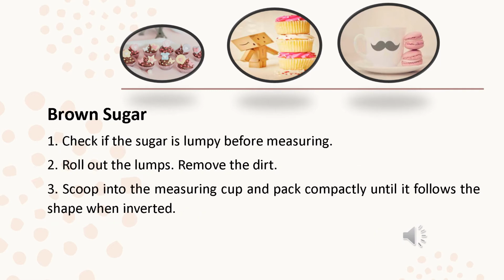The next type of sugar is brown sugar. The following are the steps in measuring it. Number 1, check if the sugar is lumpy before measuring. Number 2, roll out the lumps. Remove the dirt. And number 3, scoop into the measuring cup and pack compactly until it follows the shape when inverted.